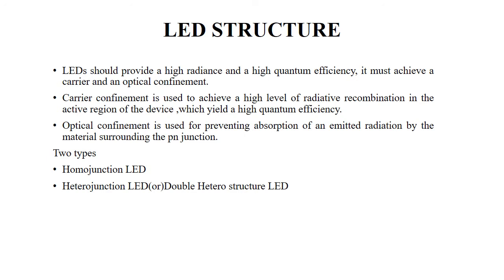Next one is LED structures. The LEDs should have a high radiance and high quantum efficiency. They must achieve carrier and optical confinement. Carrier confinement is used to achieve a high level of radiative recombination at the active region, and optical confinement is used for preventing the absorption of emitted radiation by materials surrounding the PN junction. In LED structures there are two types: one is a homojunction LED and another is a heterojunction LED or double heterostructure LED.